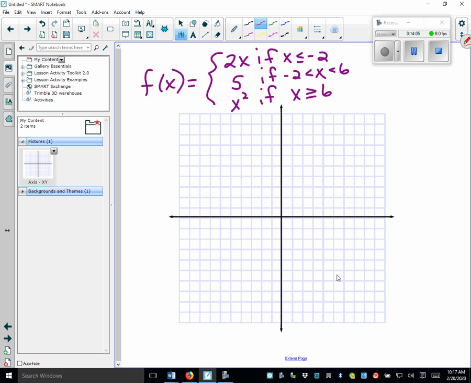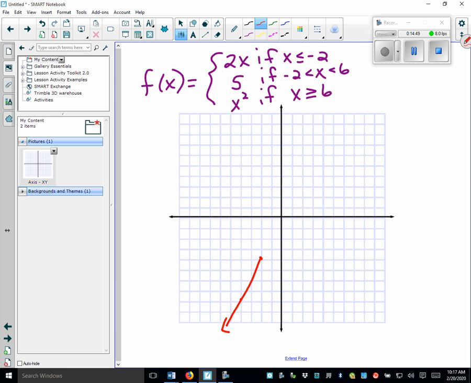Graph 2x if x is less than or equal to negative 2. When x is negative 2, what is y? Negative 4. With what kind of circle? Closed. Pick a number less than negative 2. That's not less than negative 2. Negative 4? So would negative 4 be negative 8? Yes. So that would be my line?